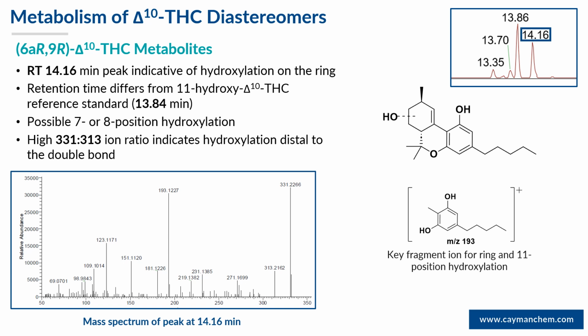We also see a very high abundance of 331 relative to 313. The 331 is the molecular ion, and the 313 is the water elimination ion when we lose the hydroxyl group. And what it shows, based on our understanding of how Δ9-THC fragments, is that our hydroxylation has occurred further away from the double bond, whereas in Δ9-THC, we see a base peak of 313 because the allylic hydroxyl group can eliminate rapidly.